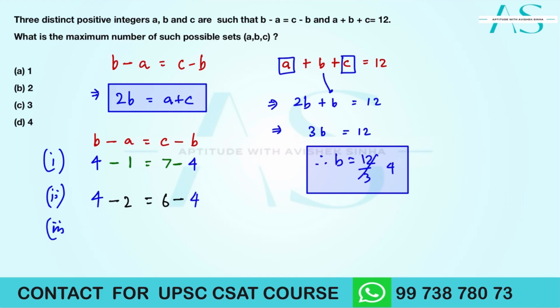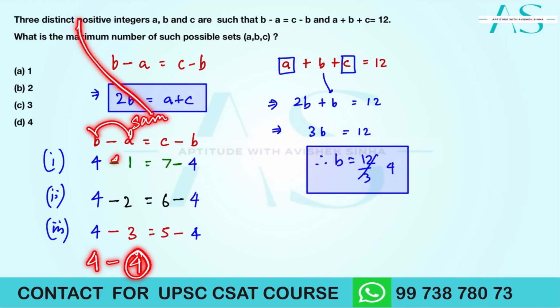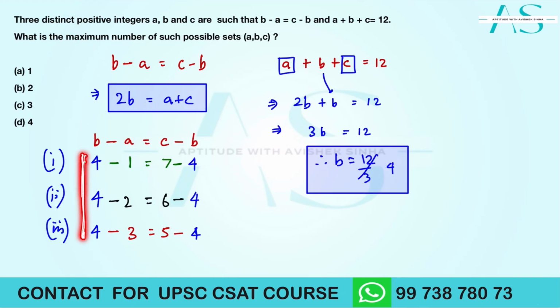Then if we again take b as 4, this should be 3, and here it should be 5 minus 3. Done. This satisfies. Now, can I do 4 minus 4? Because in that case, we are taking b and a as same, which is not possible. They have to be distinct.